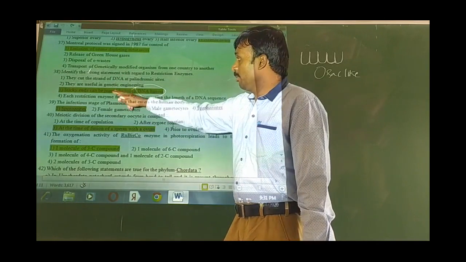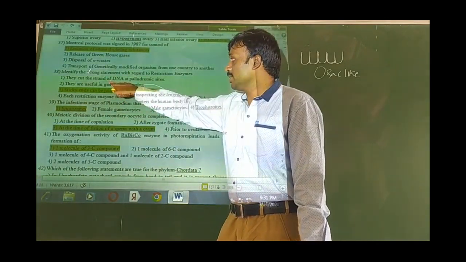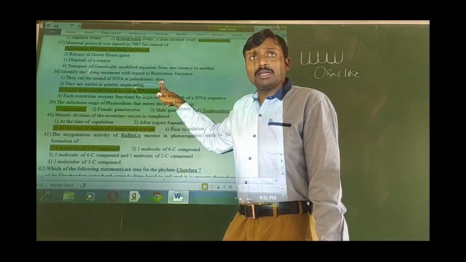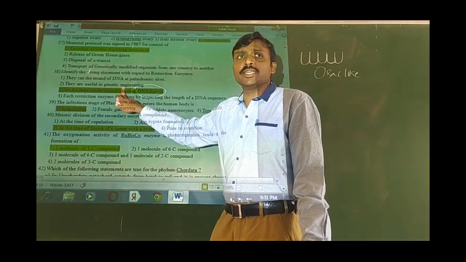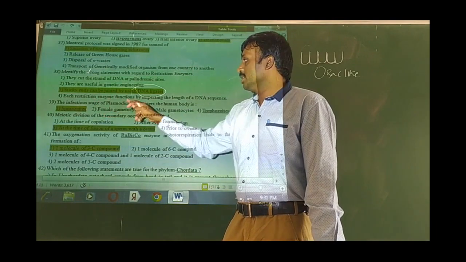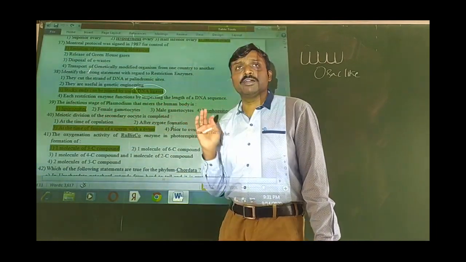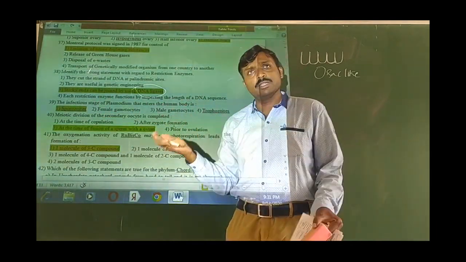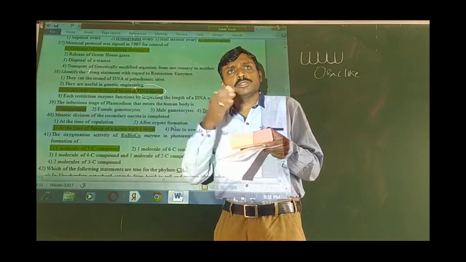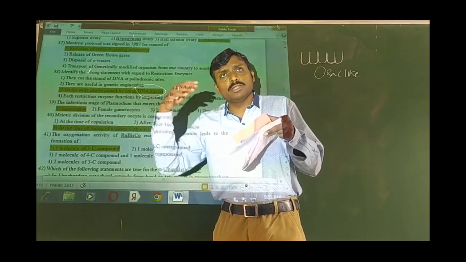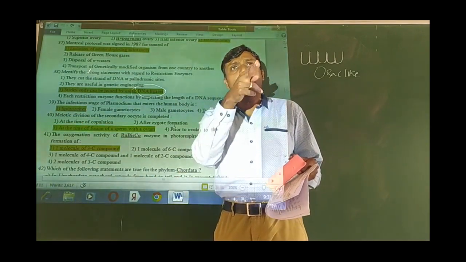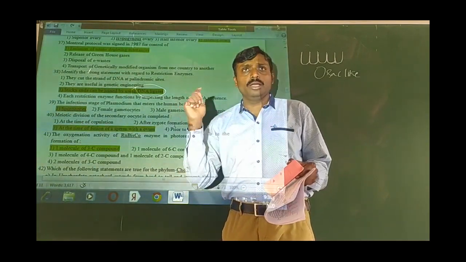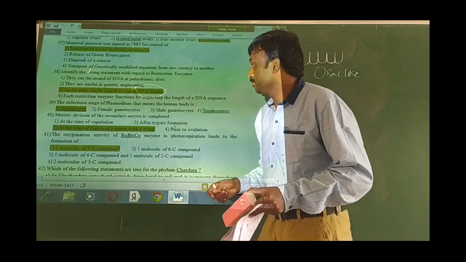So if you go through the options, they cut the DNA strand at palindromic sites. Yes, restriction enzymes cut. They are useful in genetic engineering. Yes, each restriction enzyme functions by inspecting the length of a DNA sequence. Yes, it needs to inspect the total length of DNA. Then it needs to identify palindromic sites. Then it needs to cleave the DNA at palindromic sites.